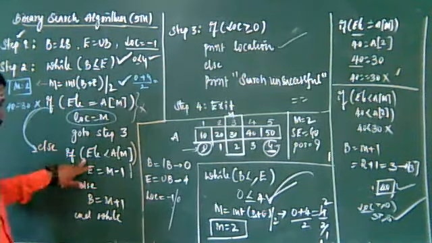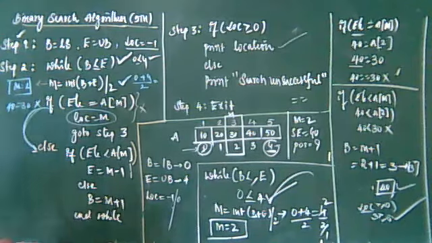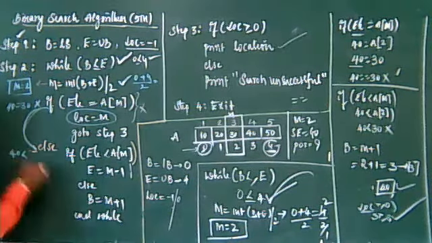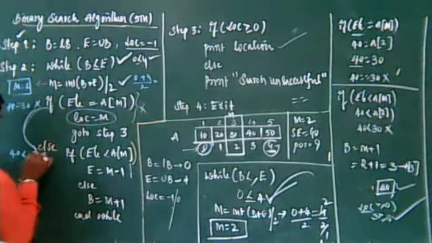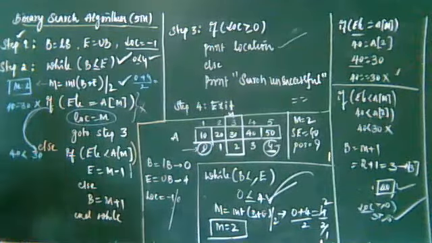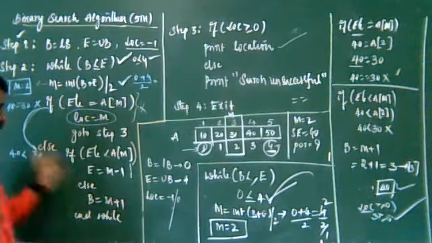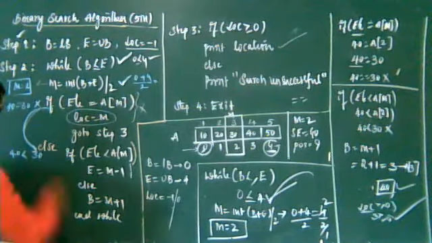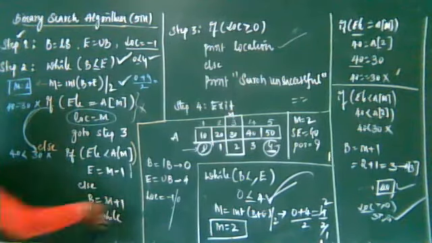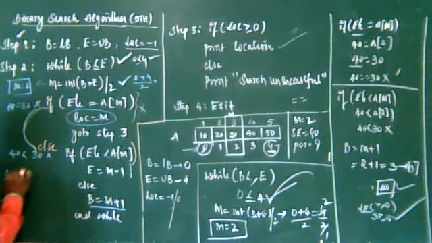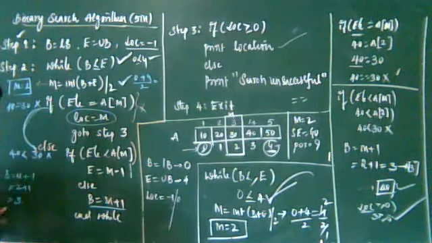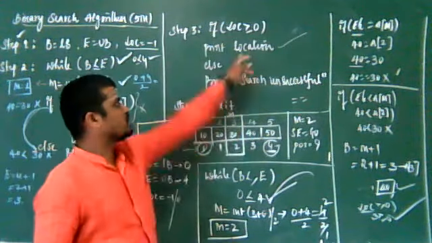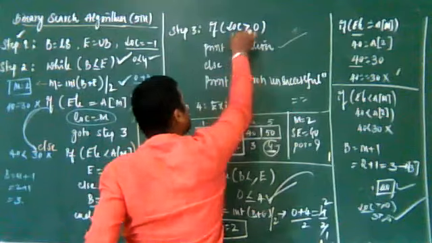The compiler comes here: if element is lesser than a of m. 40 is lesser than a of m, where a is the array name and m means 2. A of 2 is how much? 30. Is 40 lesser than 30? The condition is false, so it goes to this block. So b equals m plus 1, so 2 plus 1, that is 3. In a of 3, 40 is available. So location is 3, which is greater than 0.